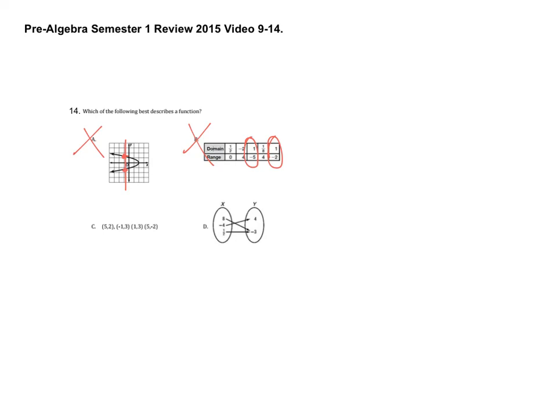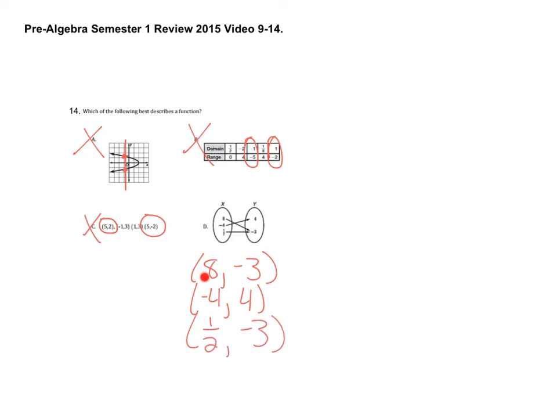Is there an x value in those ordered pairs that has two different y values? 5 is paired with 2. 5 is paired with -2. It fails. And remember, a mapping tells you your coordinates. So this is telling us that 8 goes with -3, -4 goes with 4, and 1/2 goes with -3. Do any of my x values show up more than once? No. Do I care that my y values show up more than once? No. So D represents a function.